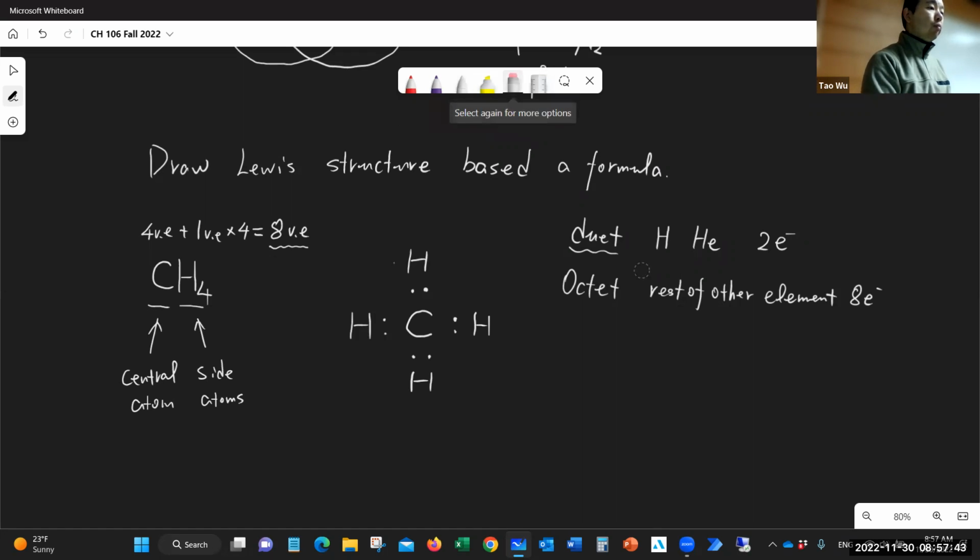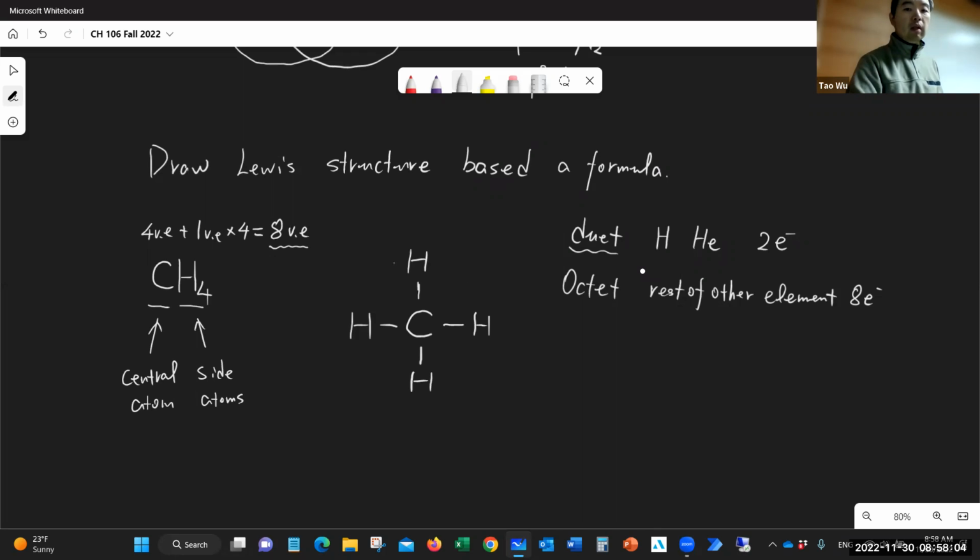Then what are you going to do? You remove those shared electrons and write a single dash to make a bond. And this is the Lewis structure for methane, CH4.